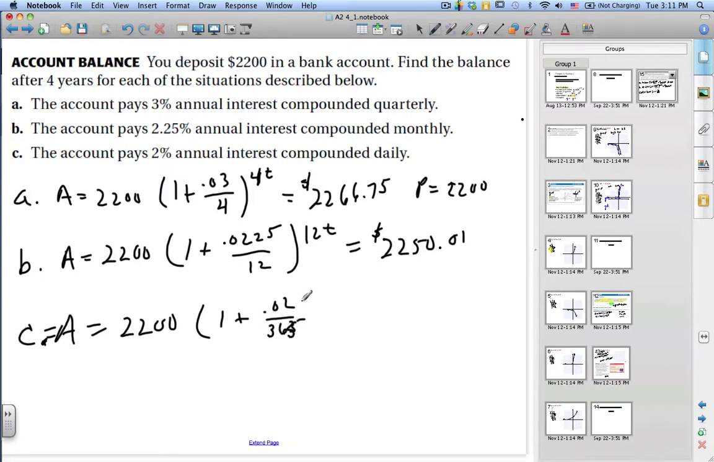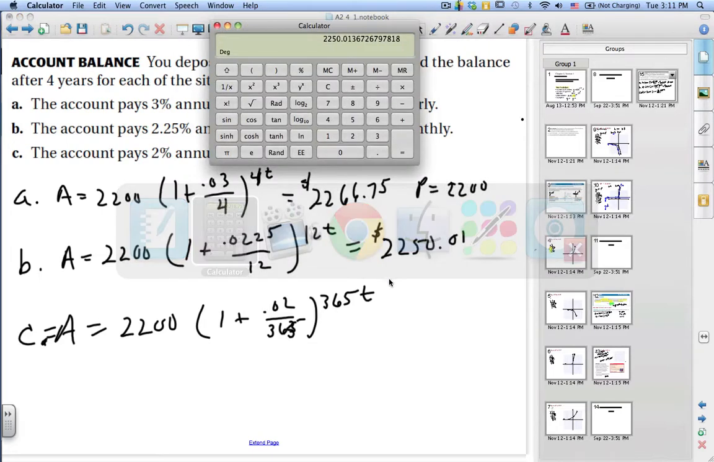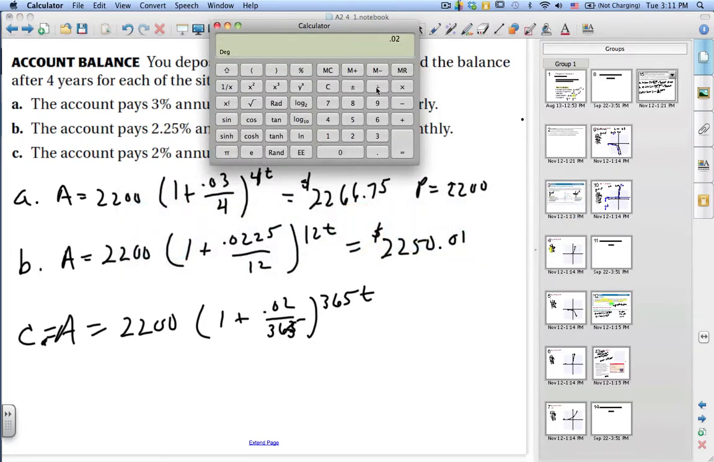And in our last example, my account balance will equal my principal, 2200, times 1 plus 0.02 divided by 365, to the 365t power. When I do that in my calculator, I'm going to do 0.02 divided by 365 plus 1, to the 365th power, times 2200. And I get 2244.44.